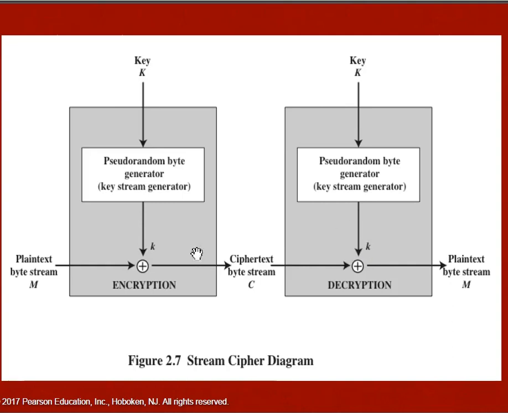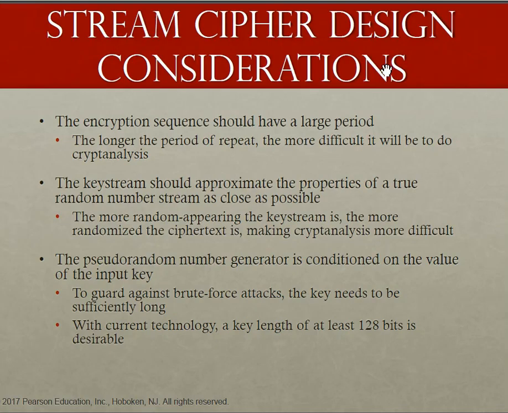As you can see in the figure, here we have the encryption, and here we have the decryption. Encryption: plain text, plus the key, and pseudo-random byte generator. Okay, and then we do the encryption and generate the ciphertext. And on the other side, the ciphertext goes to the algorithm's exclusive OR, that is the bitwise exclusive OR, with the key, which comes from a pseudo-random byte generator, and we can get out the plain text byte stream. That is basically the stream cipher diagram.